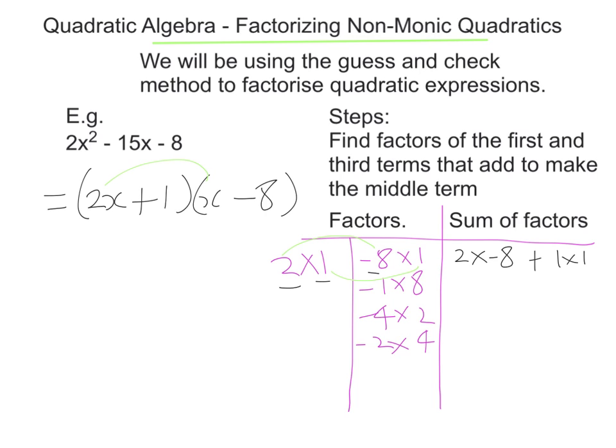2x times x is 2x squared. 2x times minus 8 is minus 16x. x times 1 is x. And 1 times minus 8 is minus 8. So the x and the 16x combine together to make minus 15, so we know that this is the correct answer.